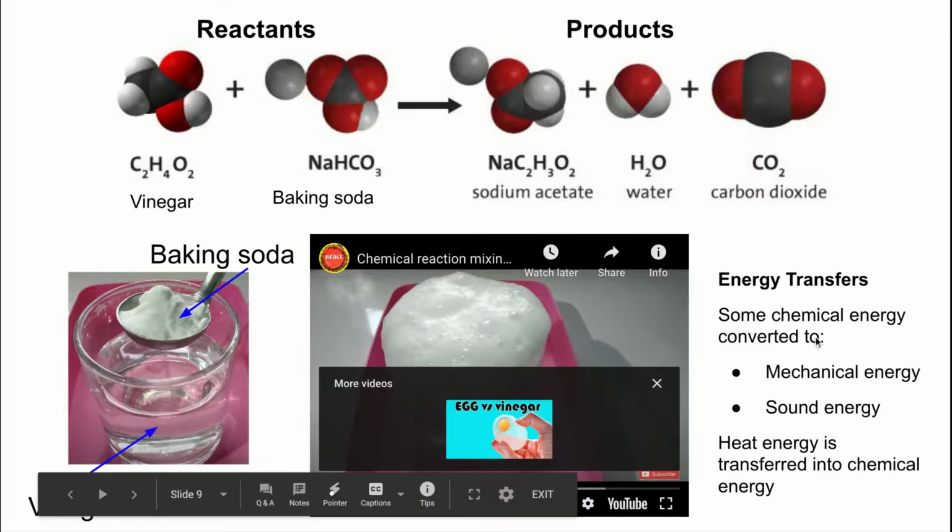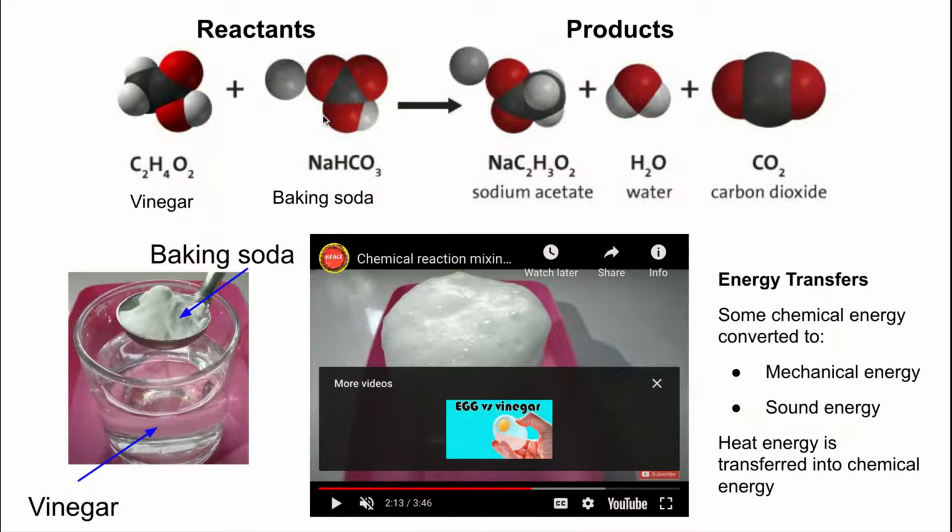So if you haven't already, because you were distracted by the cool video, take a moment to record our chemical reaction. So our reactants, vinegar plus baking soda, arrow, turns into sodium acetate plus water plus carbon dioxide, and the energy transfers that happened in this reaction. All right, now we're ready to move on to our feature presentation, photosynthesis.